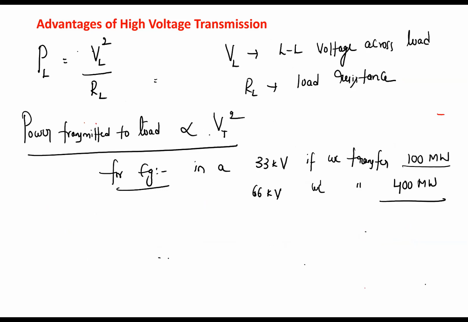Next, second. Second thing is that if we increase the transmission voltage by 2 times, our real power transmission losses are reduced by 1/4 times. It will reduce the transmission losses. We have quantified that also. The third advantage is that higher is the transmission voltage, we can transfer more and more real power to the load.